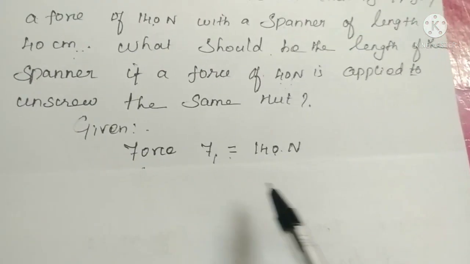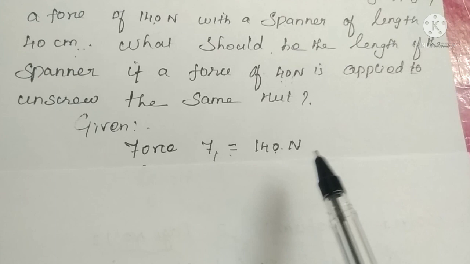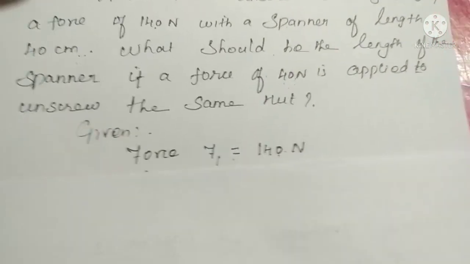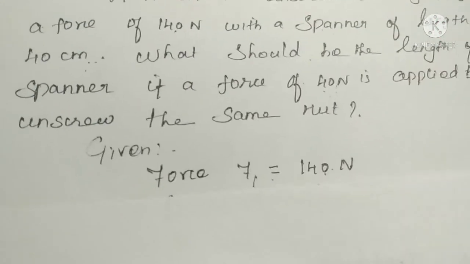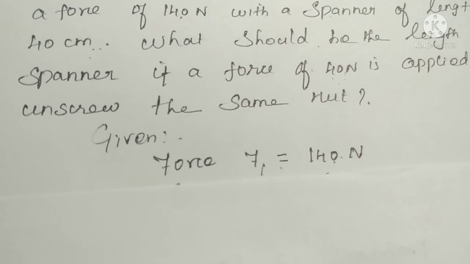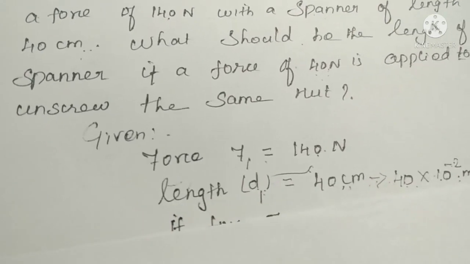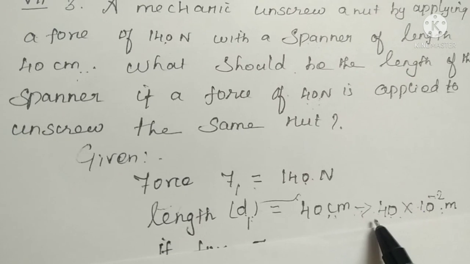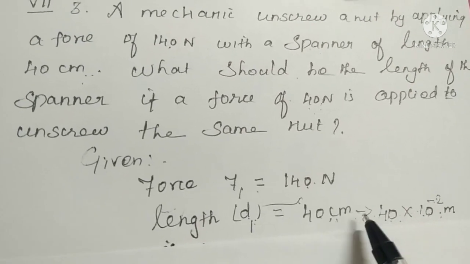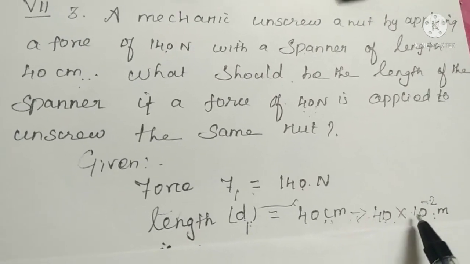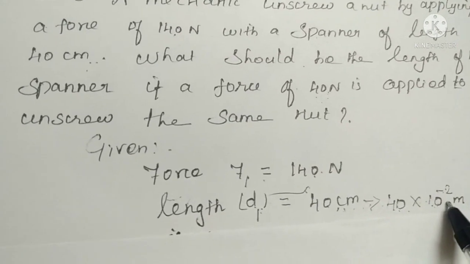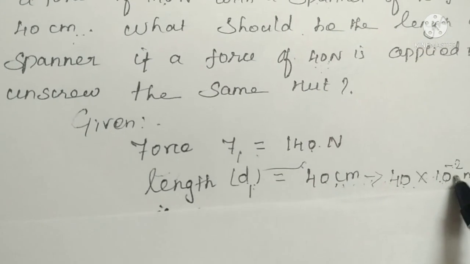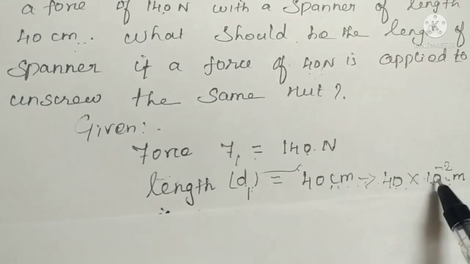Now first you have to write the given data here. Two forces are there, so for easy understanding, we write the first force as F1. F1 is equal to 140. Next, length of the spanner is 40 centimeter. I want to convert centimeter into meter for easy calculation, so I am writing 1 centimeter is equal to 10 to the power minus 2 meter.